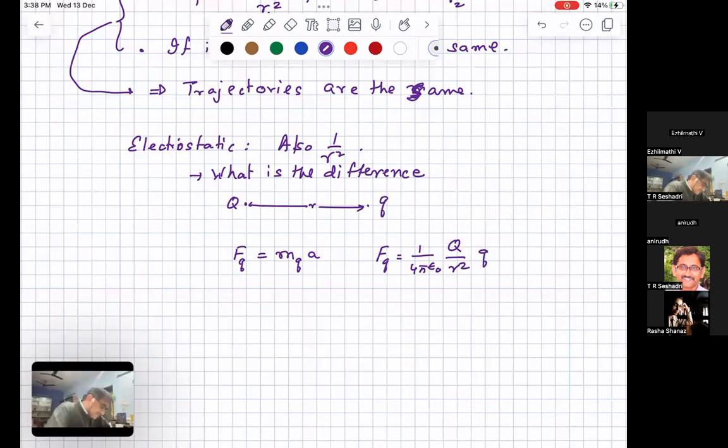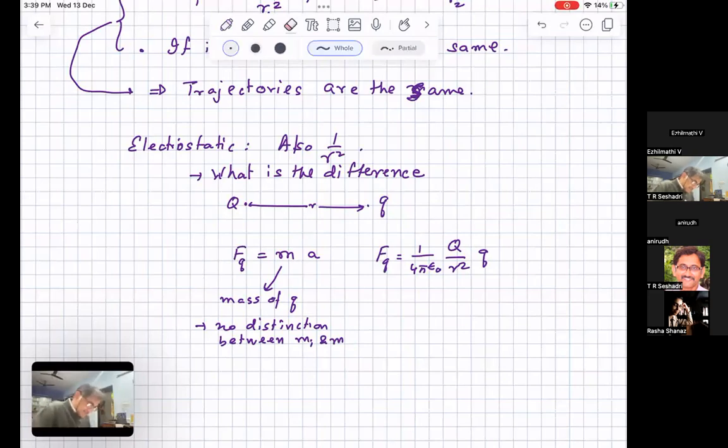Okay. So let me not call it Q, I'll just call it M. This is the mass of Q. Now that I have said all this, there is no distinction between Mi and Mg. That is, gravitational and inertial mass.